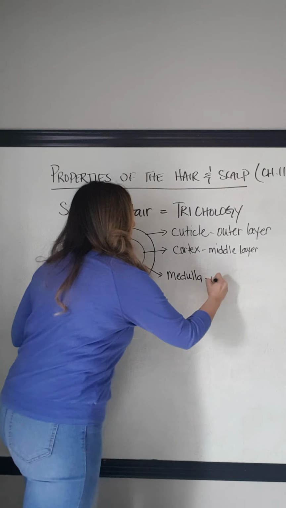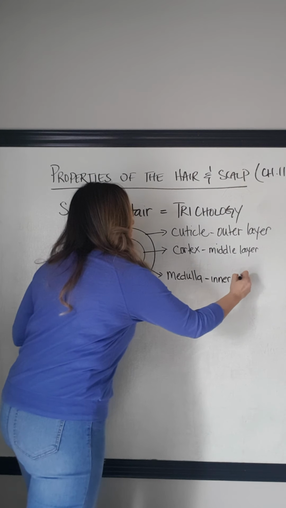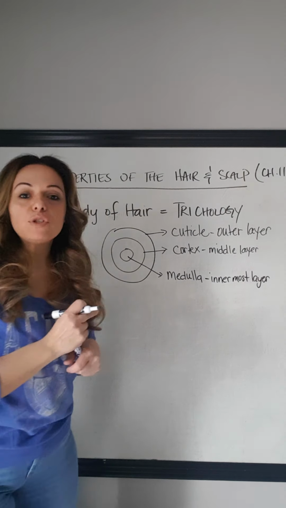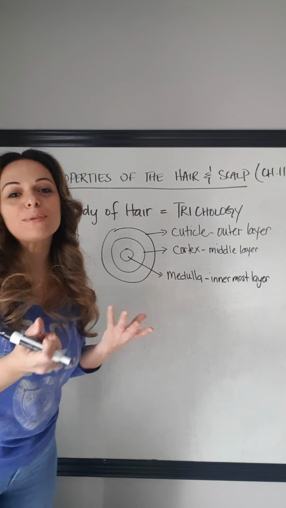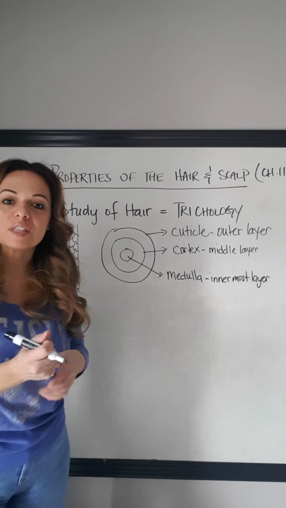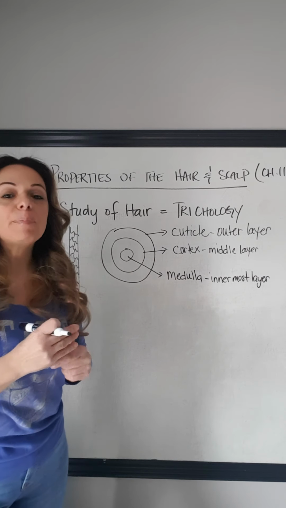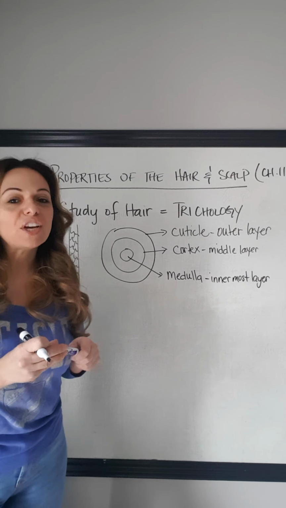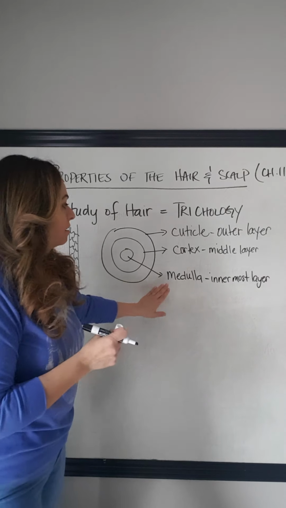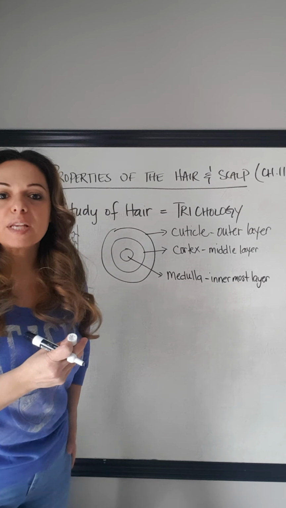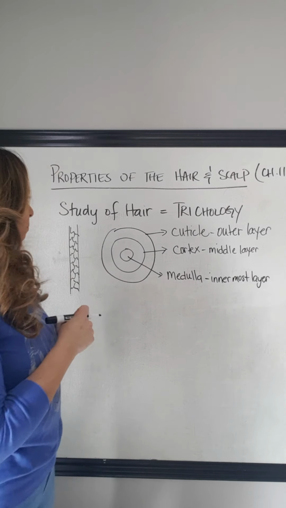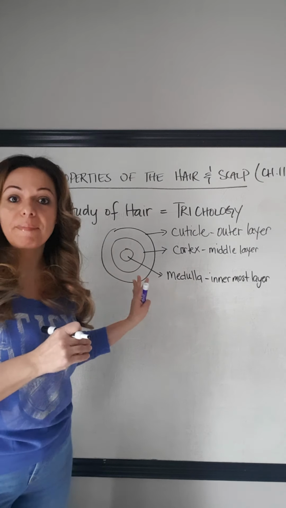So this is the innermost. And the medulla is fairly useless when it comes to hairstyling. It doesn't really have a responsibility. It's more of a space keeper. People with really fine hair, chances are, don't have a medulla, and that's okay. Again, not really responsible for anything in hairstyling. So these are the three main layers of the hair.